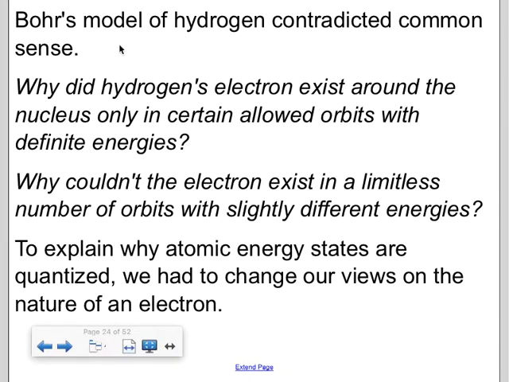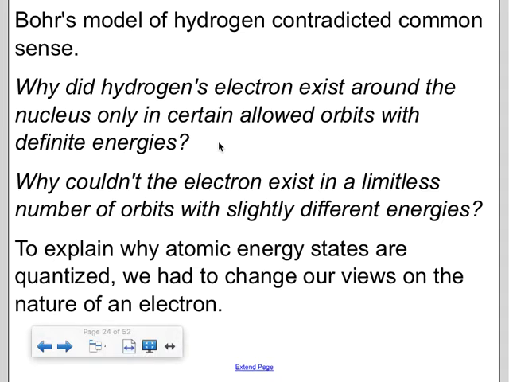So going back to Bohr's model of the hydrogen, it contradicts some common sense, and these are the common sense questions. Why did hydrogen's electron exist around the nucleus only in certain allowed orbits with definite energies? What did we call those definite energies? Anyone remember? I believe it was called... Photon. Yeah, photon or quanta. Was quanta a vocab term?